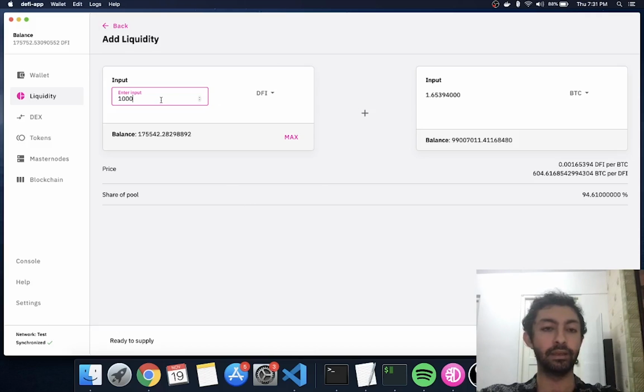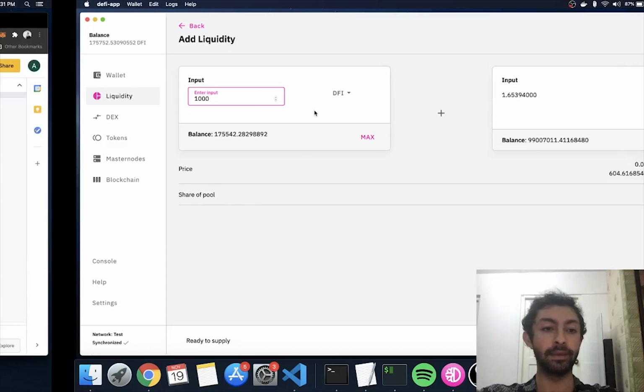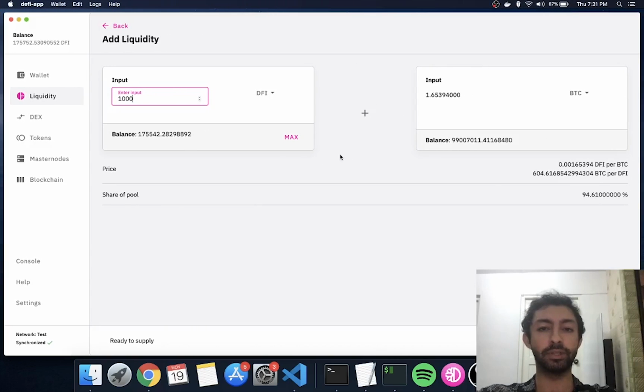Now, obviously, this is running on the testnet, and in reality, 1,000 DeFi will buy you much, much less than one Bitcoin, but this is just a hypothetical scenario, say where 1,000 DeFi was worth 1.6 Bitcoins, the app will auto-adjust to give you the correct ratio. And I'll explain in a moment why the correct ratio is important. The app gives you the correct ratio to protect you and to give you the largest amount of liquidity possible for the amount that you're putting in.